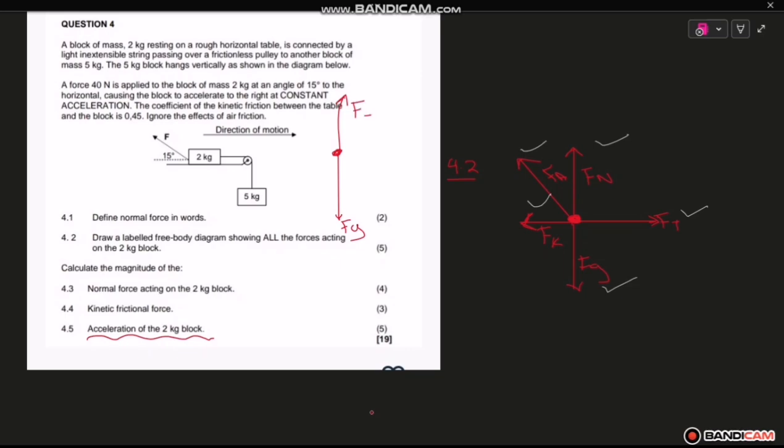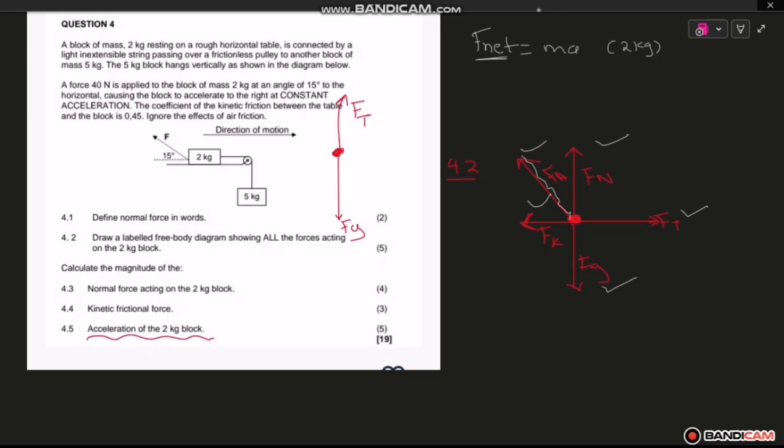This is Ft. Remember, it will never have Fn. Why? Because it is not in contact with the surface. I hope it makes sense. Okay. This is the F net of the 2 kg block. So you know that on the F net part, we only substitute horizontal forces, or forces that are parallel to the direction of motion.